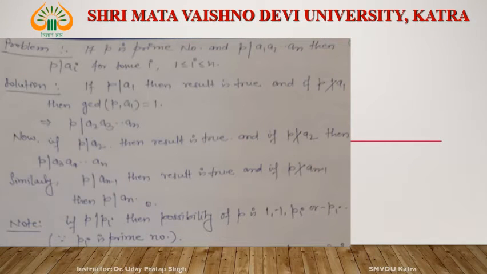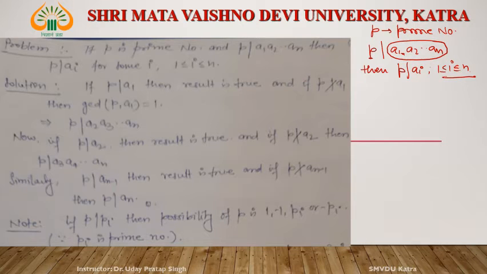Now, see one problem. If P is a prime number and P divides the product A1, A2, ..., AN, then this P divides at least one AI, where 1 is less than or equal to I is less than or equal to N. Suppose P divides A1, then this result is already proved.